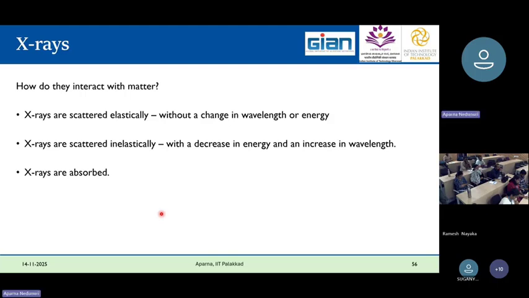What do we mean by scattered elastically and scattered inelastically? By scattered elastically, we mean that the scattered waves will not have any change in wavelength or energy. But when it is inelastic scattering, there will be a decrease in the energy and also an increase in the wavelength.